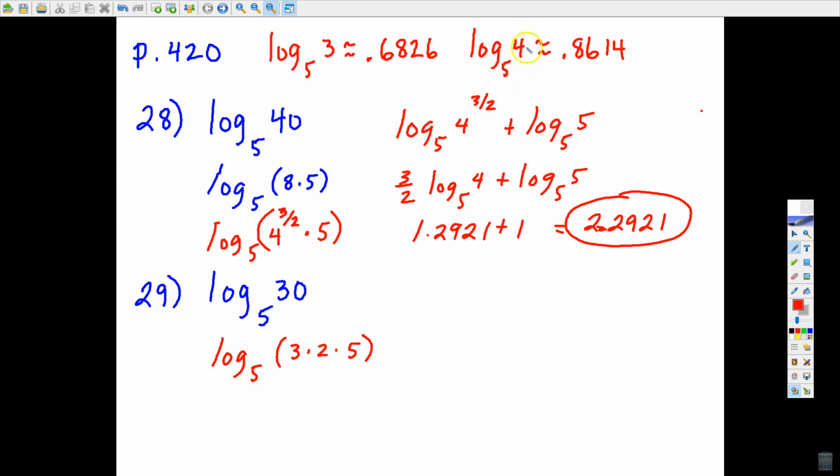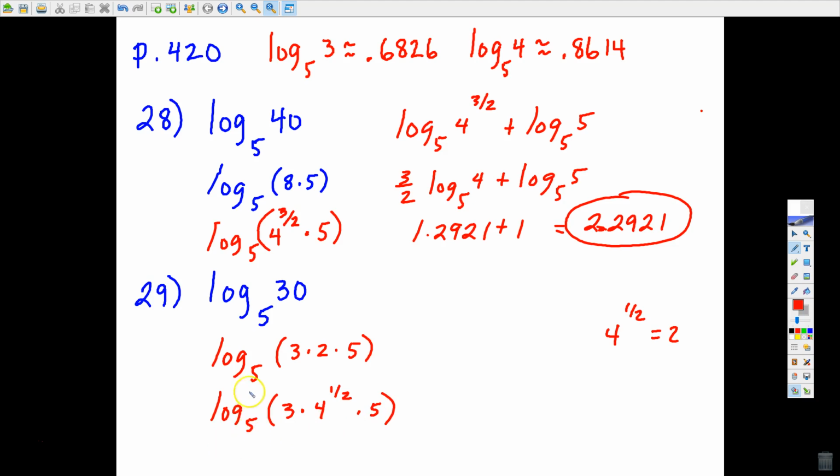But once again, since I'm given log base 5 of 4, can I raise 4 to some power to make it equal to 2? Well, this one's a little bit easier than the previous one. Isn't 4 raised to the 1/2 power equal to 2? Okay, so instead of showing 2, since I'm not given log base 5 of 2, I'm going to show it like this: 3 times 4 to the 1/2 times 5. Still equals 30, but I've used a rational exponent to represent it.